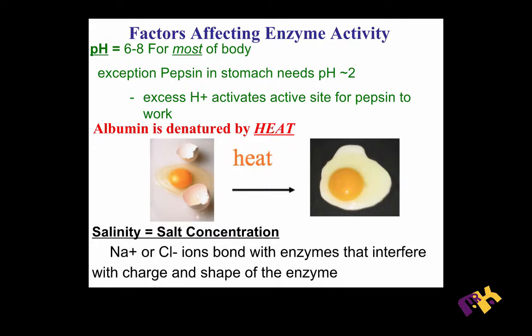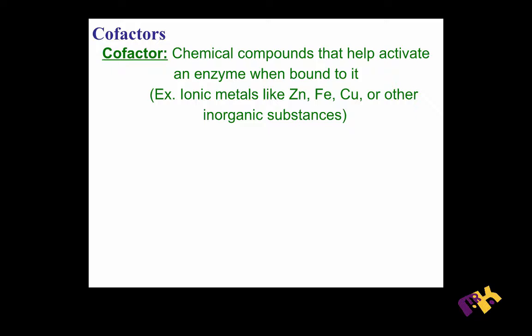But we use a common example because it's easy for us to remember. All right, another thing that can affect activity would be cofactors. Now this can be a little tricky, but we'll keep it simple. If we're talking about simply a cofactor, we're going to be talking about an inorganic chemical compound. The key thing there is it's inorganic, so it's not based on carbon. So an inorganic chemical compound that helps activate an enzyme when it's bound to it.